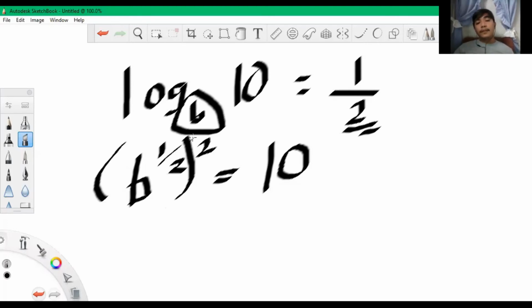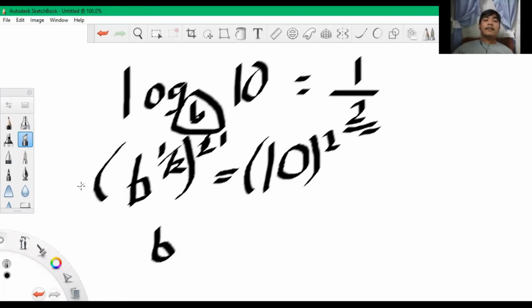So, pwede din natin i-cancel to. 2 divided by 2 is 1. Therefore, we have 1 as the exponent of b. So, na-reach natin yung goal natin na magkaroon lang ng b. Since ginawa natin, in-square natin yung left side, we have to do the same sa ating right side. So, 10 ay magkakaroon din ng square. So, dahil in-square natin yung left side, we have to square the right side.